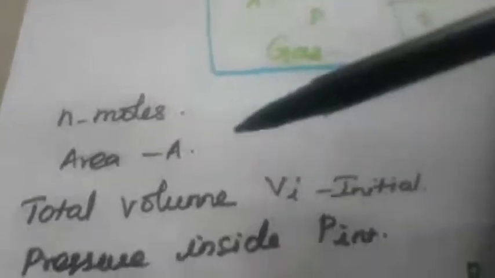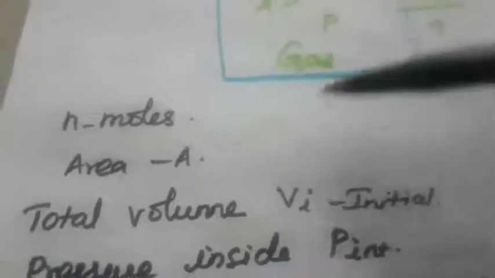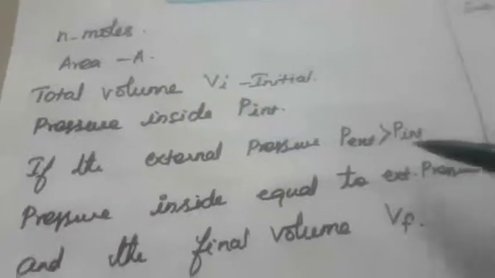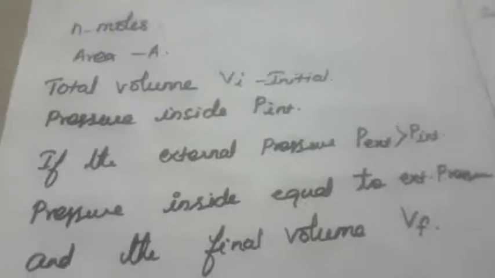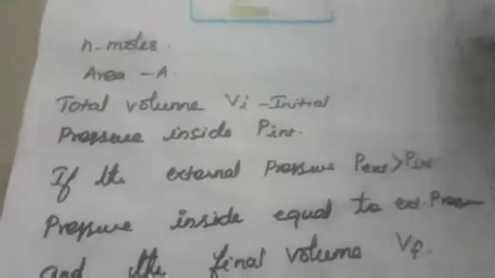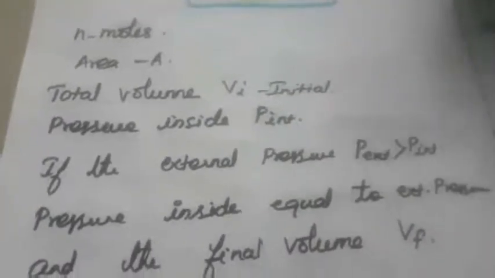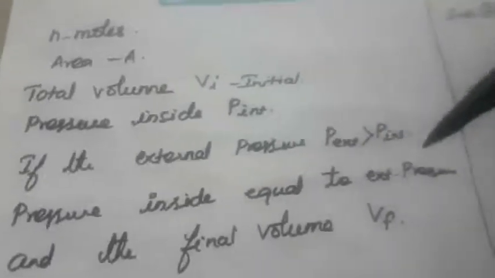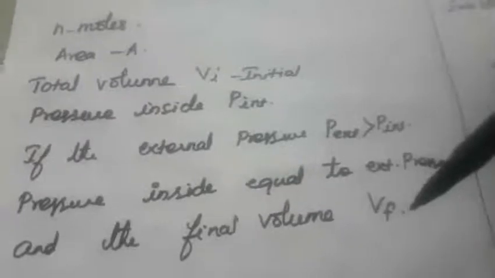Here n is the number of moles, A is the area, and the total volume is the initial volume VI and the final volume VF. The pressure inside is represented as P internal. Suppose we apply external pressure greater than the internal pressure, what will happen? The internal pressure will be adjusted until the pressure inside equals the external pressure, and the final volume is VF.